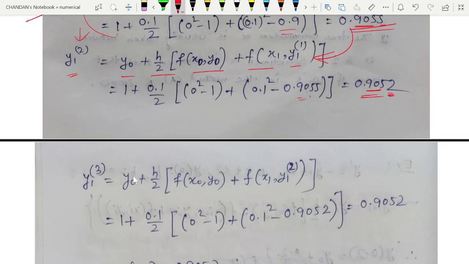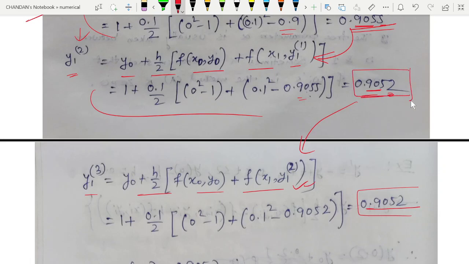Look, the fourth digit after the decimal point will also be the same. So y1 at 3 is equal to y0 plus h by 2 into f of x0 y0 plus f of x1 y1 at 2, and the value of y1 at 2 is 0.9052, which again gives 0.9052. So this step and the previous step give the same value, so the correct answer of y1 up to 4d is 0.9052. Okay, clear? I think this concept is clear for you.